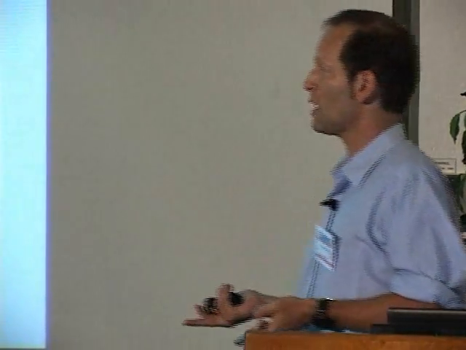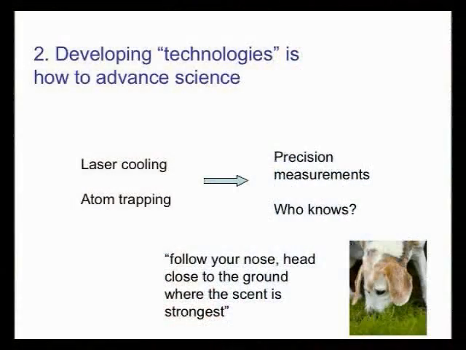And I think you'll see again and again, if you think about all the work that's been described here, it falls into this form for the stuff that Steve has done, which is that you develop a technology and you really make it good, and then you see what you can do with it. He described something like this in his Nobel lecture, where he talked about following your nose, head close to the ground where the scent is strongest. That's the way to make progress in science. I think that's been shown again and again.